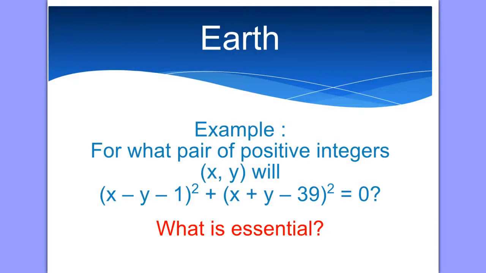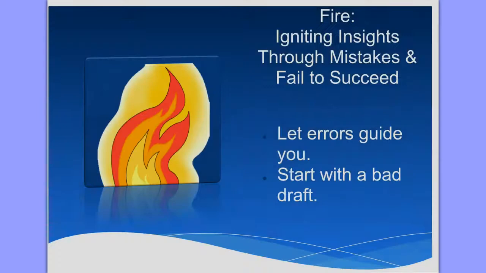Here's an example from a recent Math League contest. When you look at this question, it seems overwhelming, but you have to ask yourself, what's essential? And the essential thing here is the 0 on the end. We're adding 2 numbers together, and the answer is 0. Understanding that concept is needed for that problem.